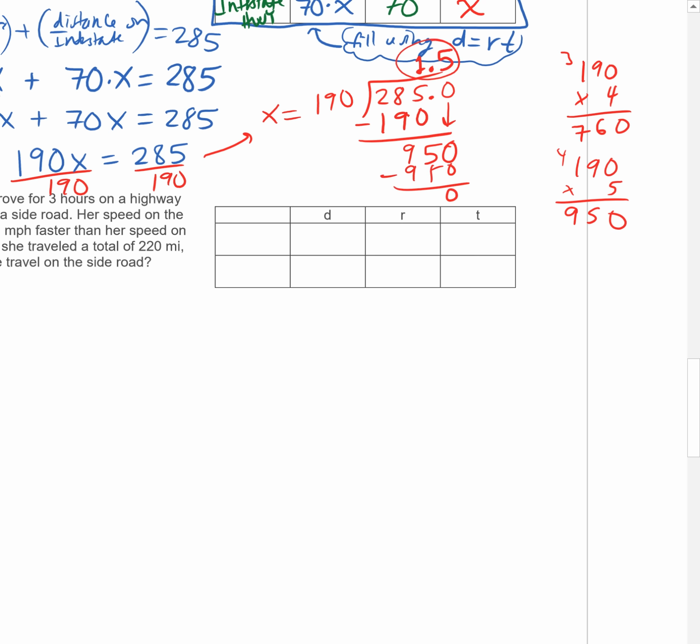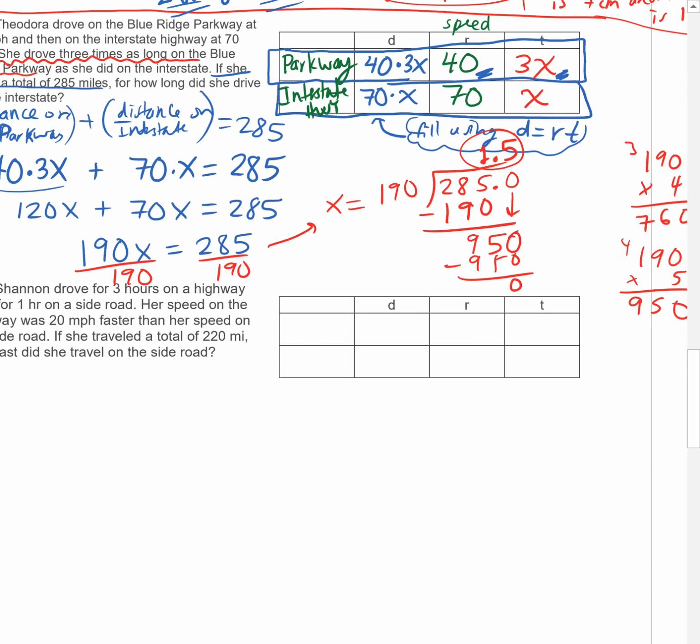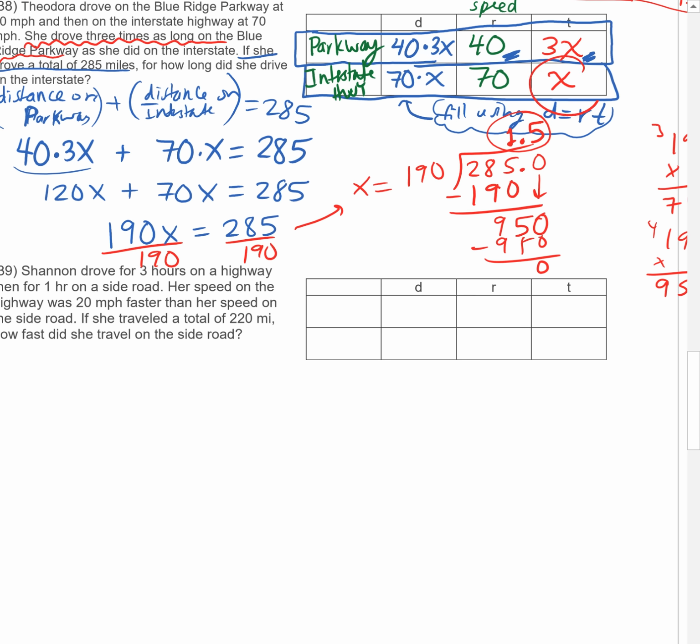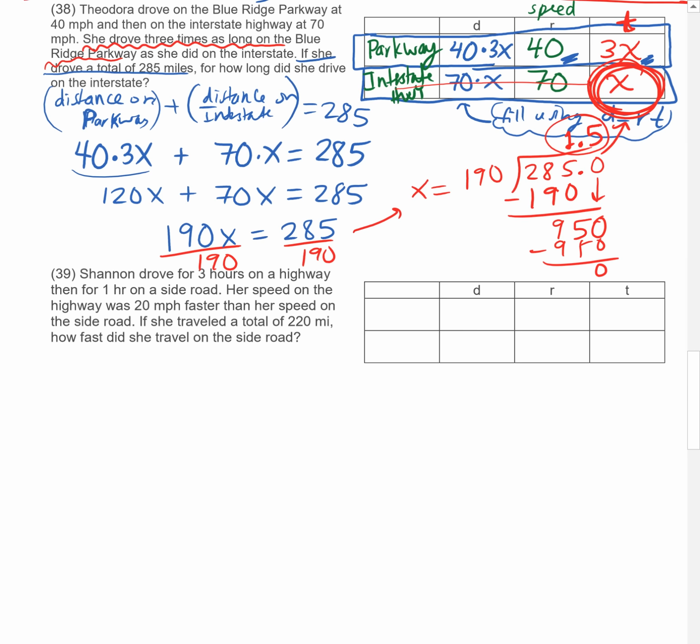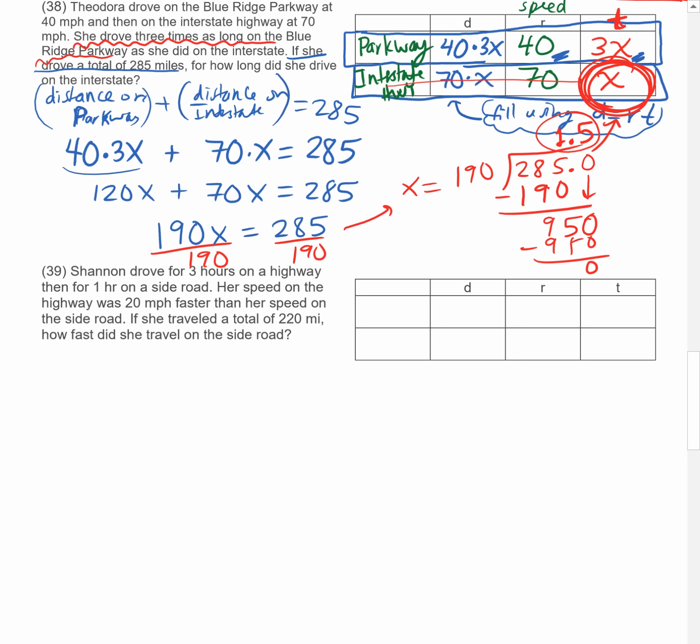And what was x again? X was what we filled in here. So that must be 1.5, and that was her time, because it was under the time column, but it's across from the interstate. So she must have driven for 1.5 hours on the interstate. Is that what they wanted? Yeah, how long did she drive on the interstate?